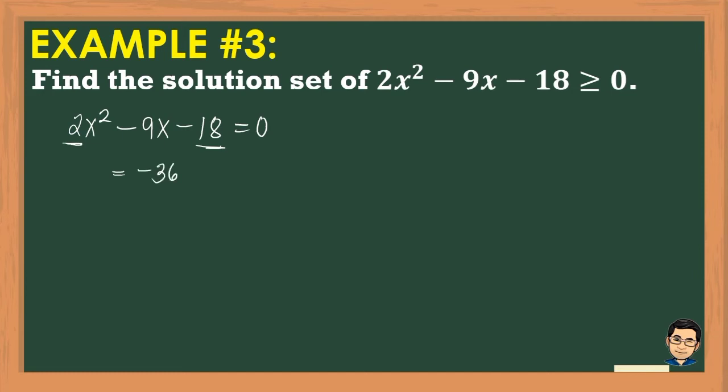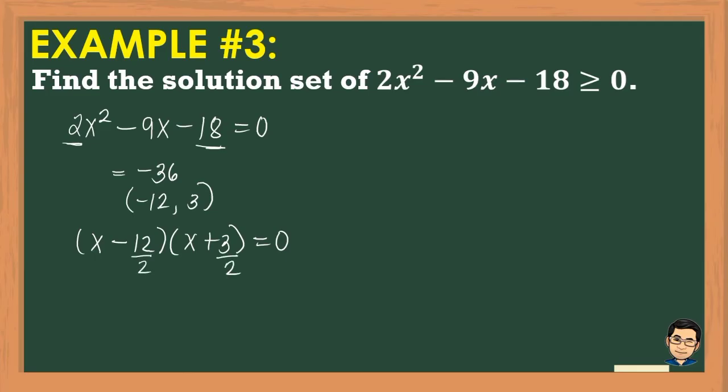Ngayon, hahanap tayo ng factors ng negative 36 na kapag pinag-add, lilitaw yung negative 9. So, yung mga factors ng negative 36 na pag pinag-add, lilitaw yung negative 9 are negative 12 tsaka 3. So, and then ngayon susulat natin as x minus 12 times x plus 3 equals 0. So, yung next na gagawin natin, i-divide natin yung mga constant term dito sa mga nasa parentheses dun sa numerical coefficient ng given equation, which is 2. So, i-divide natin yon by 2.